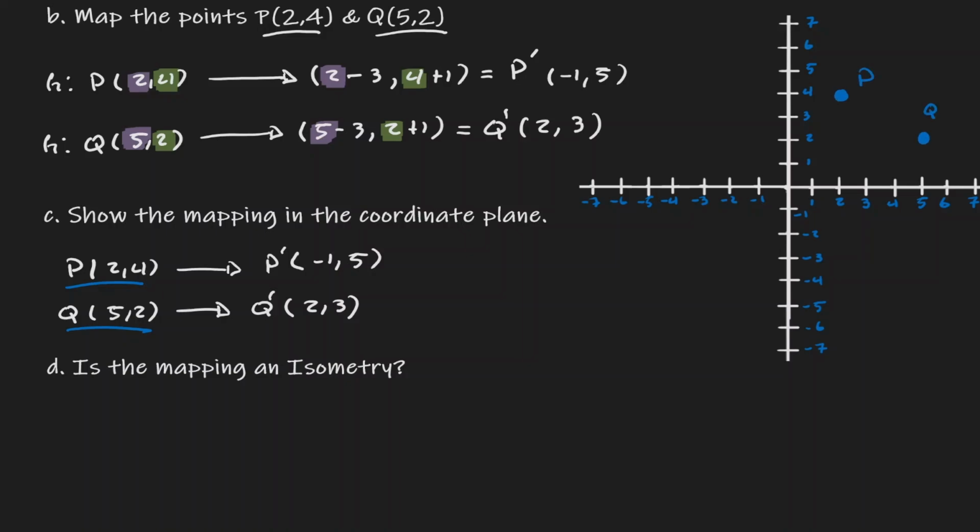Now let's connect those points. And now let's plot the image points that we obtained: -1, 5 and 2, 3. Let's connect those points.